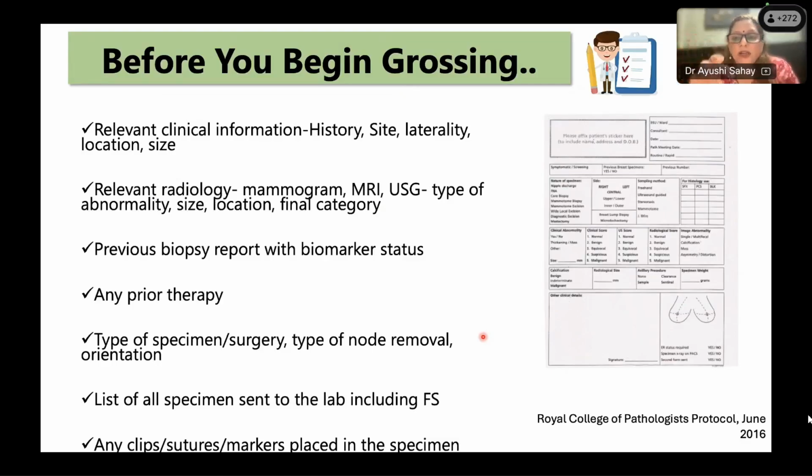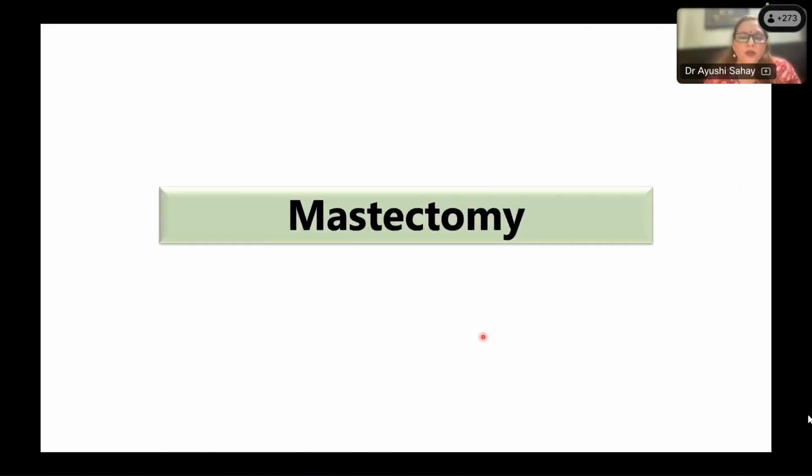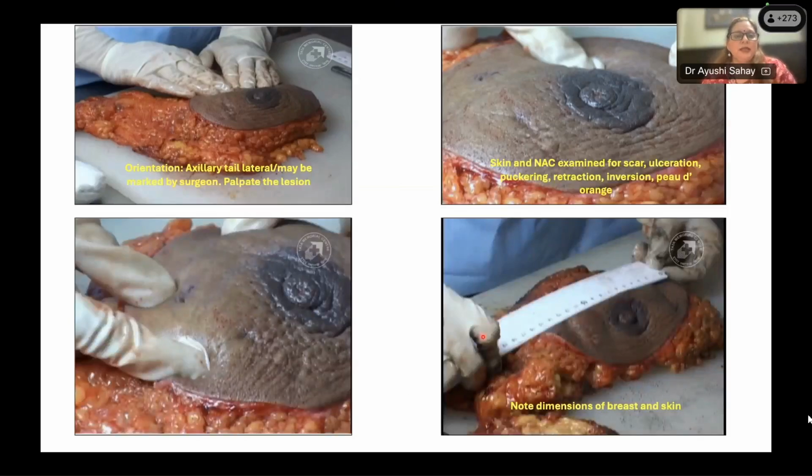Now besides this, the baseline information is what type of specimen you have, what surgery has been done, what type of node removal has been done, and you have to of course check the corresponding list of the specimen you have against the form, that you have all the specimens including what was sampled. If frozen section has been done, are those samples also there. Also you have to note any kind of clips, sutures, markers placed in the specimen. If the clinician has placed them for some reason, that should be present on the form.